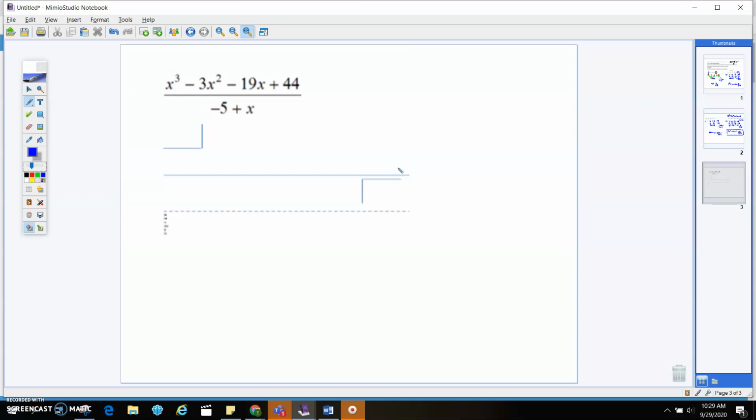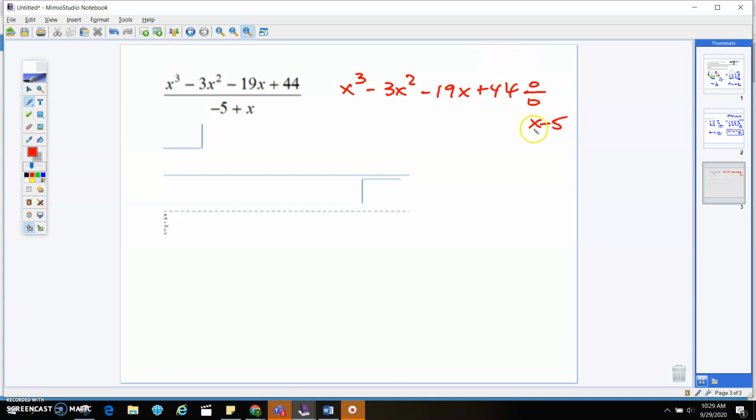Alright, so hopefully you got a chance to do it. This is the same thing as what we had set up over here. So we just got to make sure that it's in standard form, which the top part is, but the bottom part isn't. So let's rewrite it: x to the third minus 3x squared minus 19x plus 44 divided by x minus 5.